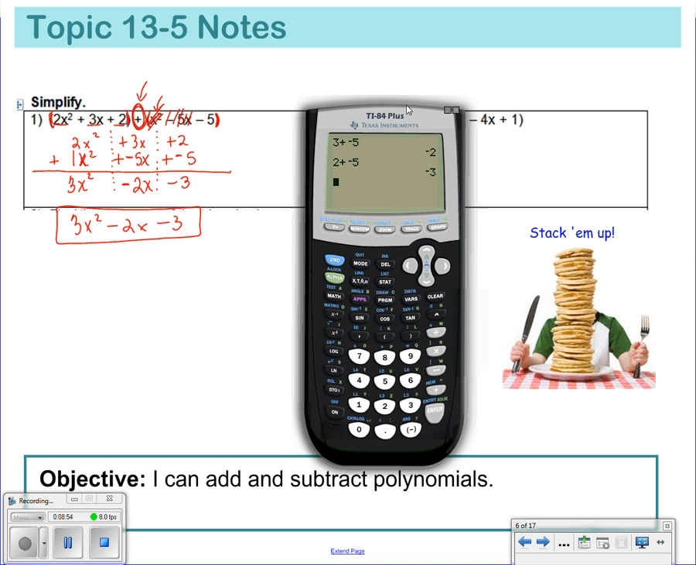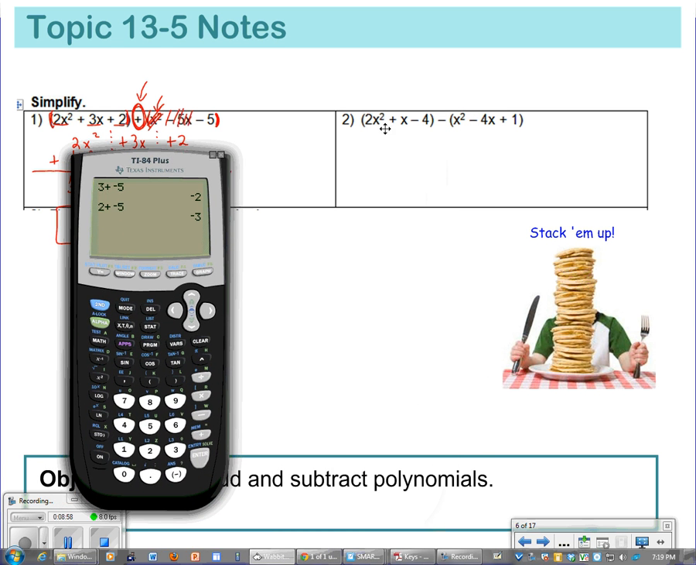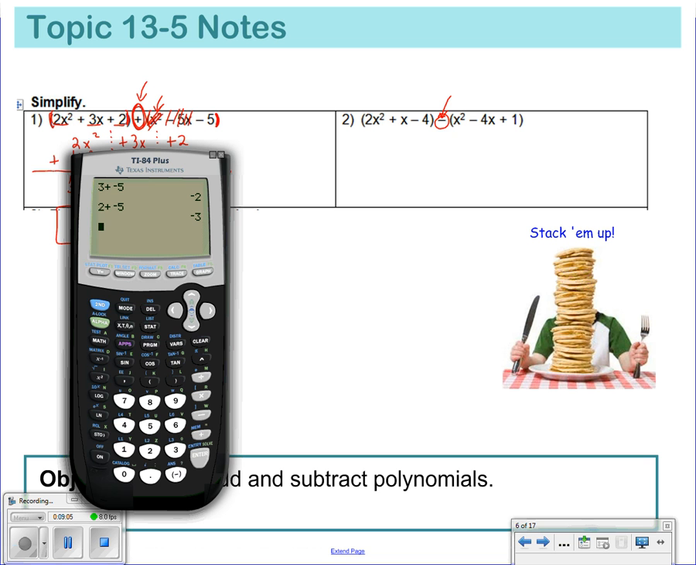So this is what I mean again by let's stack them up. Our second example, we have 2x squared plus x minus 4. That's in our first parenthesis. This time we will be subtracting. Notice what's in between them is a minus sign. We're subtracting x squared minus 4x plus 1.